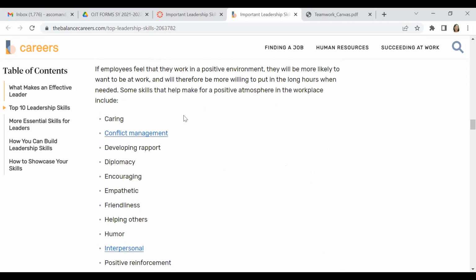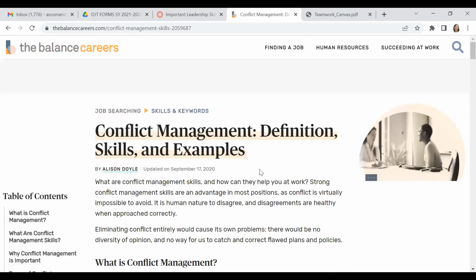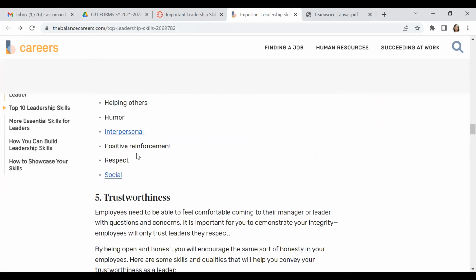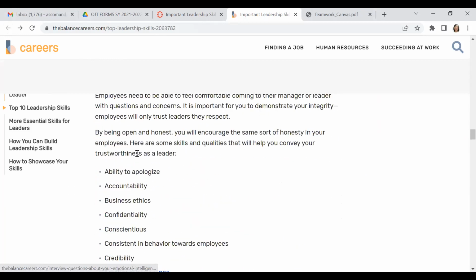There is always the possibility of conflict. So you can check this out, how to manage conflict. Okay. And then trustworthiness. That depends also on experience.